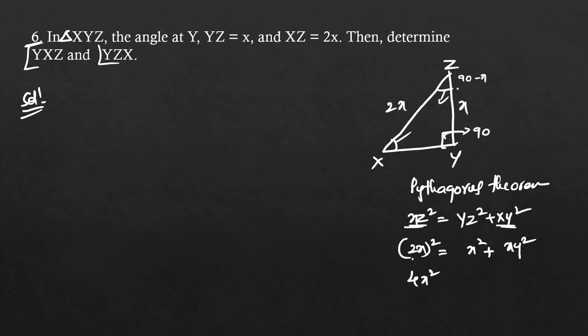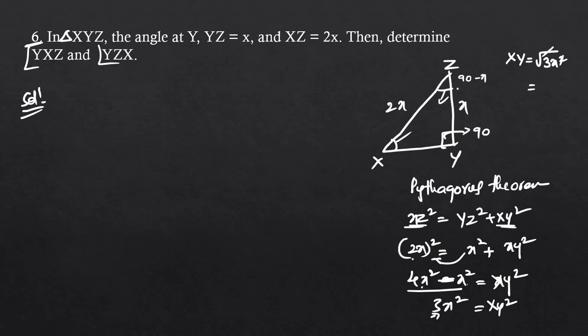2x square whole square is equal to 4x square minus x square, which is equal to XY whole square. So 4x square minus x square is equal to 3x square, and this is XY square. From this, XY is equal to under root of 3x square. So x square will get cancelled and root 3 x will remain. This is the XY value.